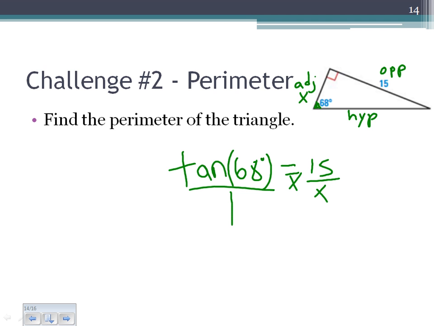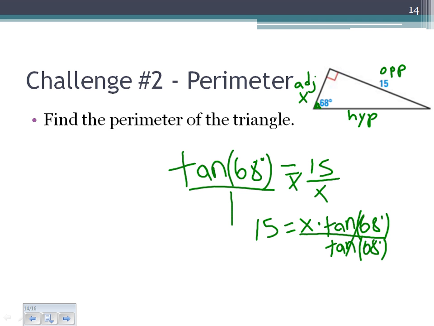Anybody having trouble setting these up still? Let's do, so, what's our angle? Which one's opposite to it? Cross. I'm going to pick this one up.